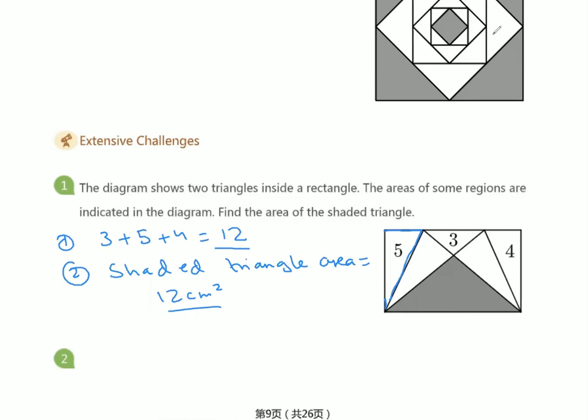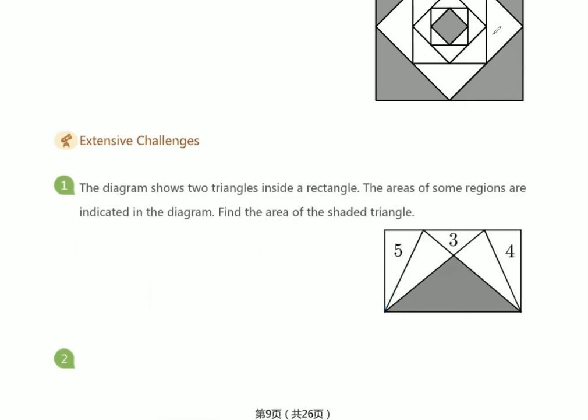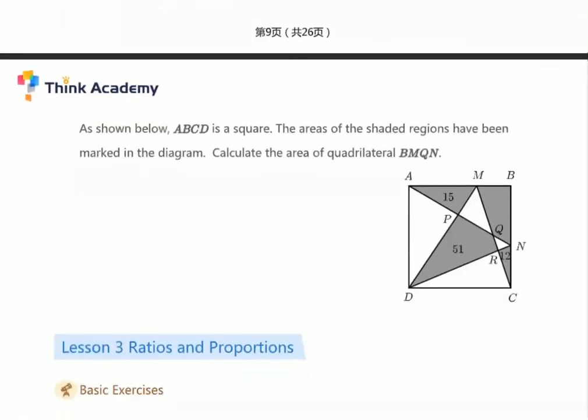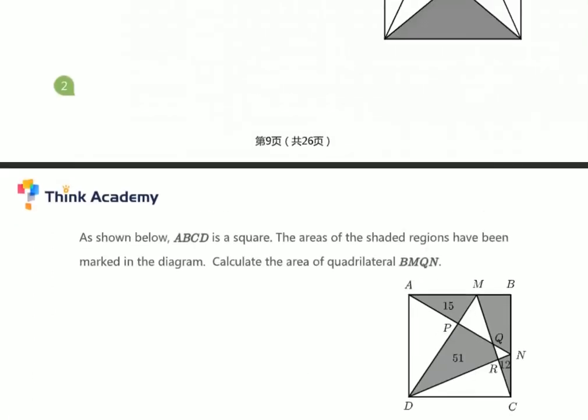And finally, let's go straight on to our final extensive exercise challenge question, which is actually to do with the overlapping area that we looked at in the lesson. So over here, as shown below, we know that ABCD is a square, okay, and the area of the shaded regions have been marked in the diagram. Now they've just asked us to calculate the area of equilateral BMQN. Okay, so let's first establish what we learned in the lesson.